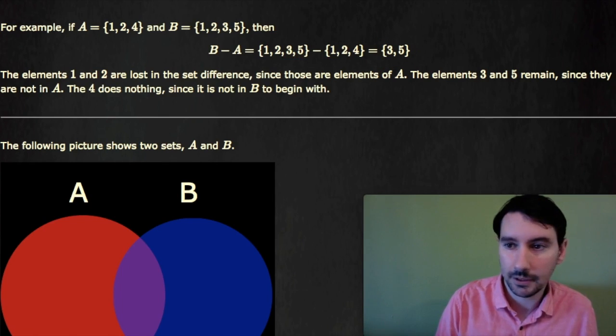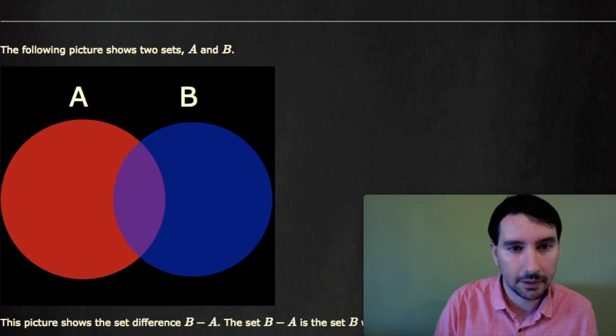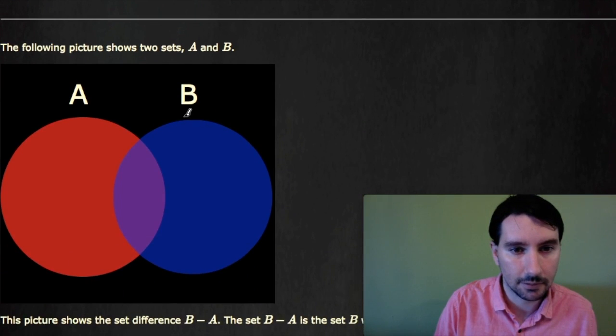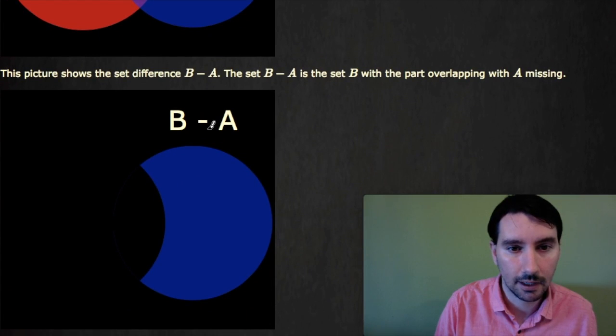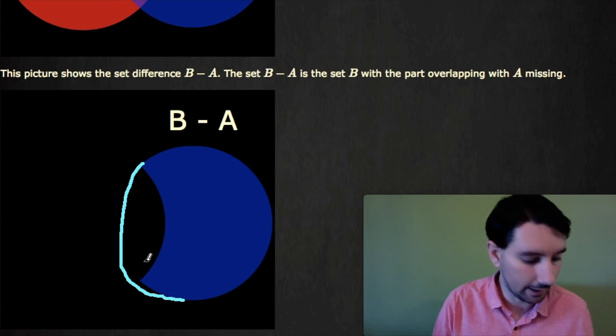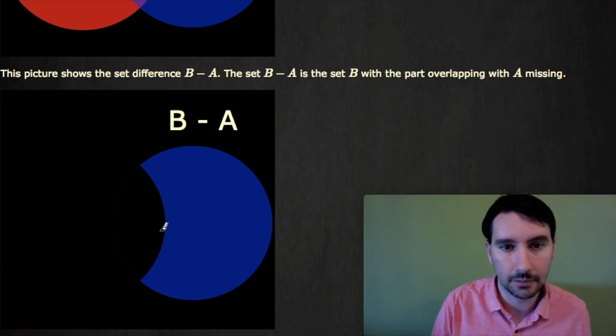We can show this in a picture. Let's say that we have sets A and B, where B is the blue circle and A is the red circle. If we take away A from B, the set B minus A is just the set B with A cut out of it, in a sense. So B was the full circle, and we've thrown out all the elements of A, so we've taken away A from B.